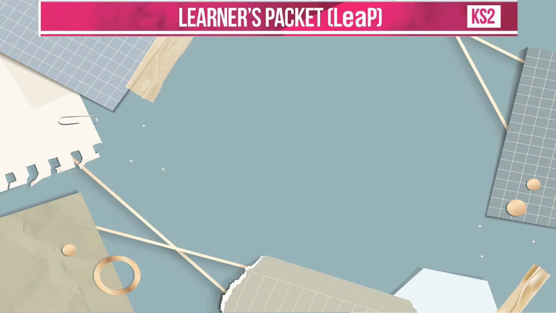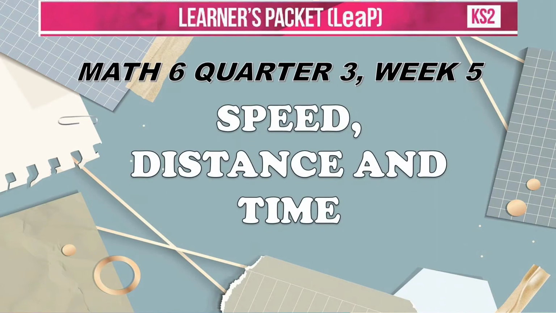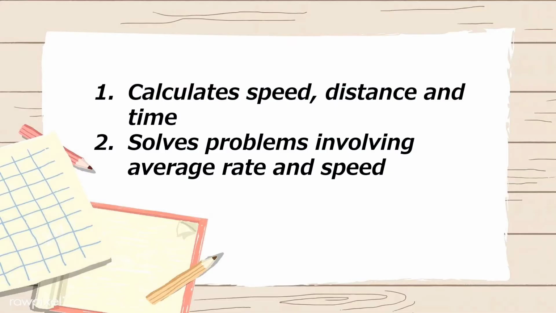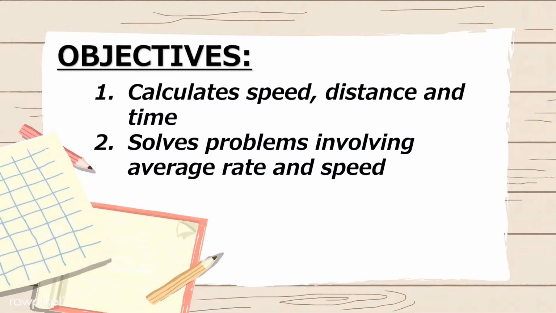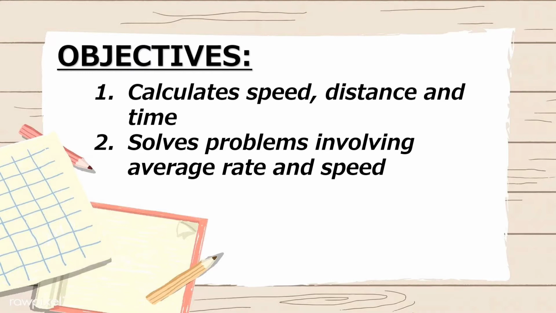For our quarter 3 week 5 lesson, you will learn the mathematical relation between speed, distance, and time. For today's objectives, you are going to calculate speed from distance traveled in a given time and solve problems involving average rate and speed.